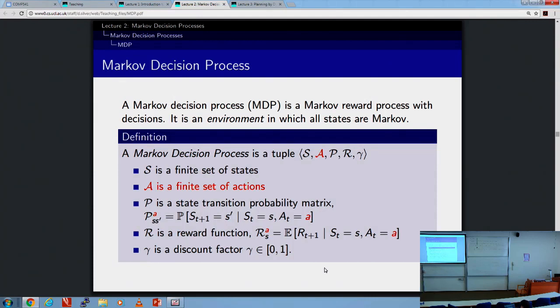We're just adding a finite set of actions to this tuple. And we make a couple of changes so that the transition matrices depend on the action, and the rewards also depend on the action, potentially. Okay? So once we introduce actions to this, we now have the full MDP that we're going to use for a while as our model of reinforcement learning problems.